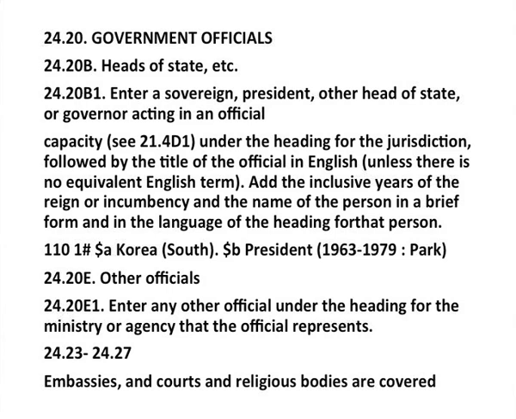Now, an important rule is 24.20, about government officials who are also acting as corporate bodies. This includes heads of state like the President of India. If you have to enter the President of India, you have to enter him under India, which is the main jurisdiction of which the President is an acting body. According to rule 24.20B1, enter a sovereign, president, other head of state or governor acting in an official capacity under the heading for the jurisdiction, followed by the title of the official in English, unless there is no equivalent English term. Add the inclusive year of the reign or incumbency and the name of the person in a brief form and in the language of the heading for the person.